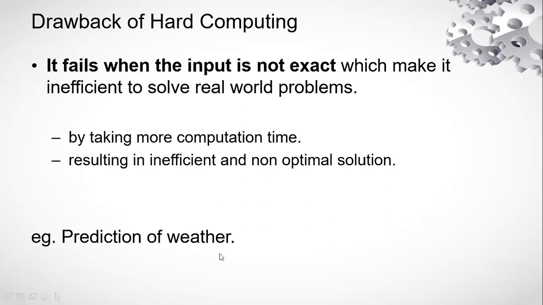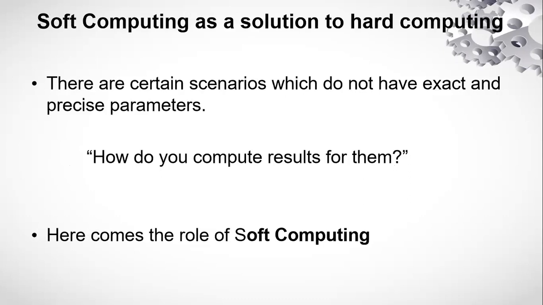Example, prediction of weather. Whenever we are going to predict the weather, that is, whether tomorrow it is going to rain or not, I do not have any exact input for this. I have certain statistics I need to analyze. So in this scenario, for prediction of weather, hard computing will not give me an optimal solution. For that particular purpose, here comes the solution, that is, soft computing.